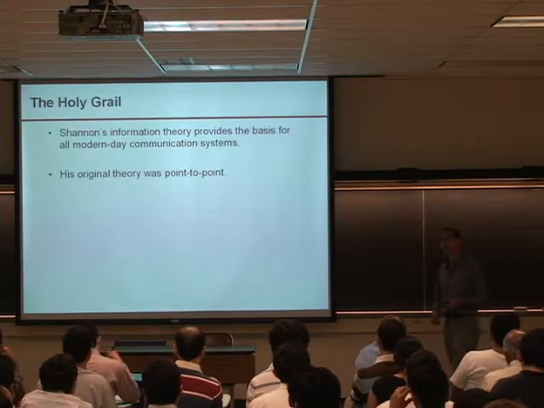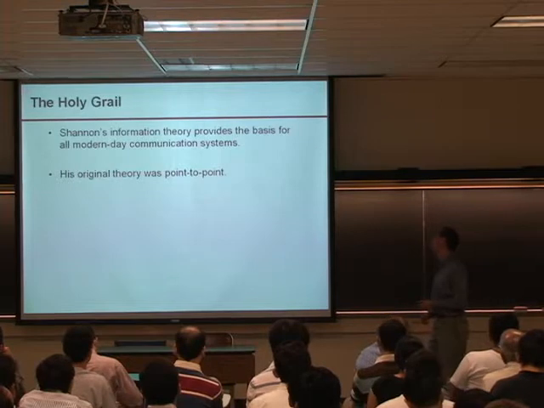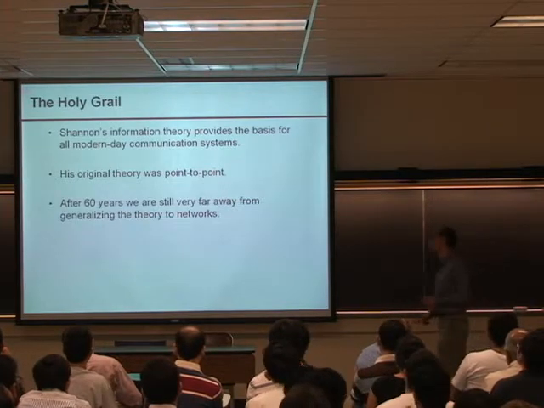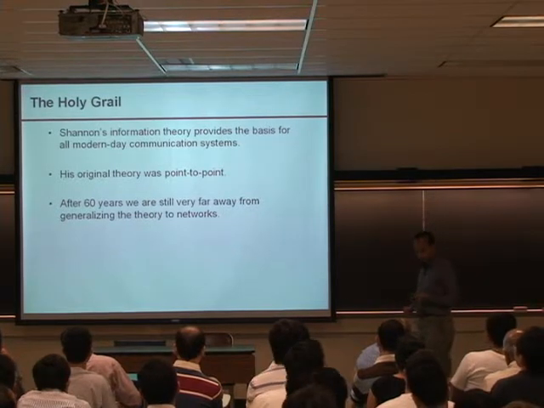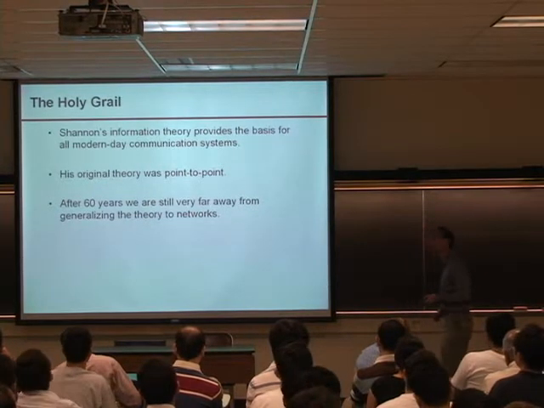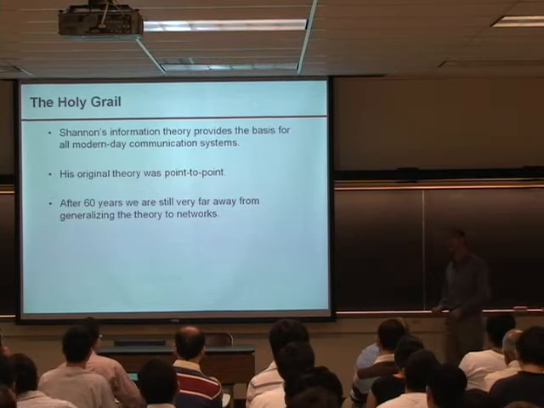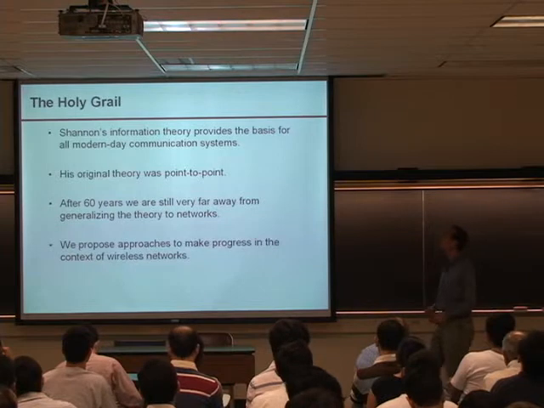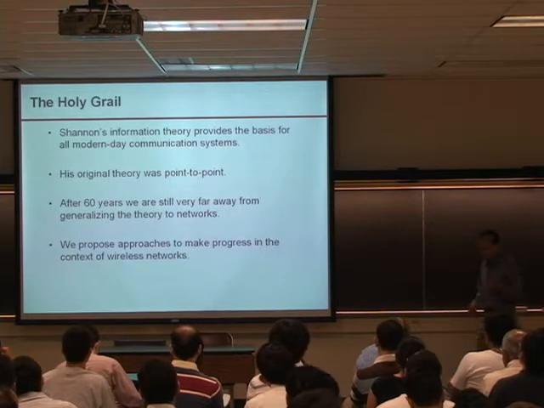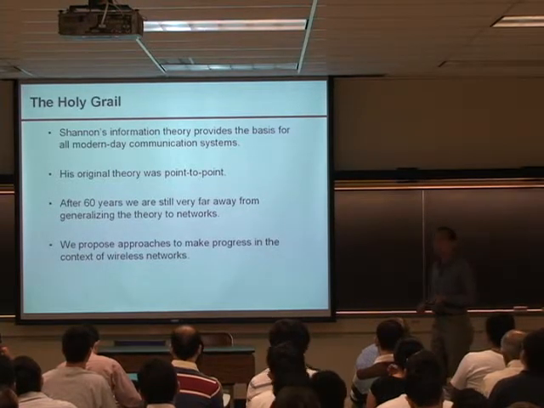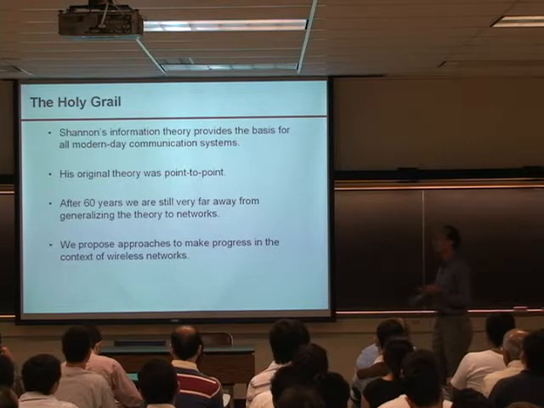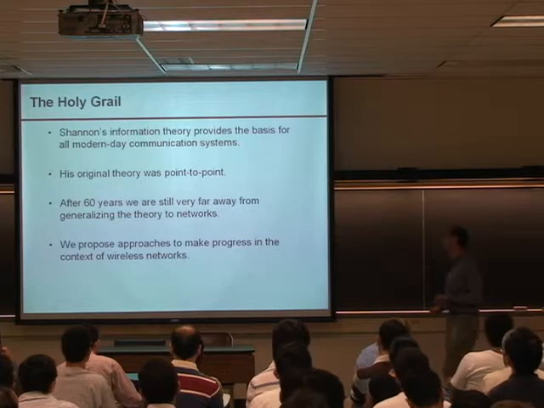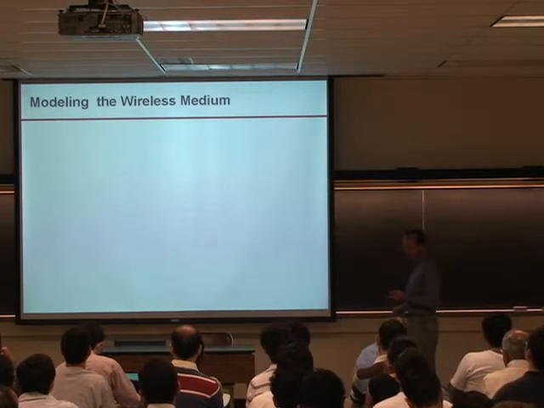If you look at the 1948 paper, its focus is purely on a point-to-point context, from one sender to one receiver. We've been working pretty hard on this problem, which is to extend the theory to networks, when you have multiple nodes communicating to each other. So today I want to present some recent results that we and others have, to try to make progress to extend the theory to wireless networks. So let's see where we are.